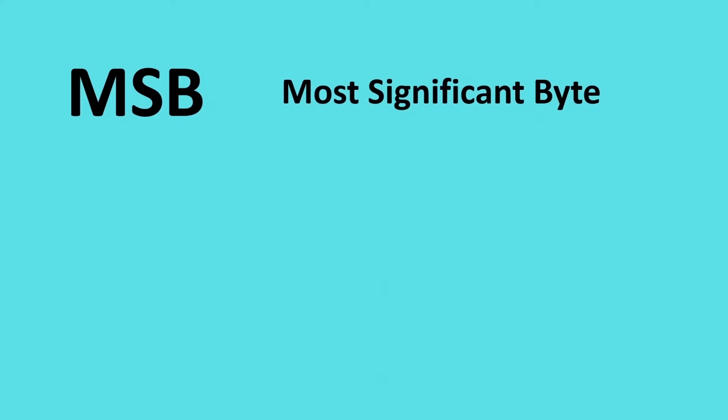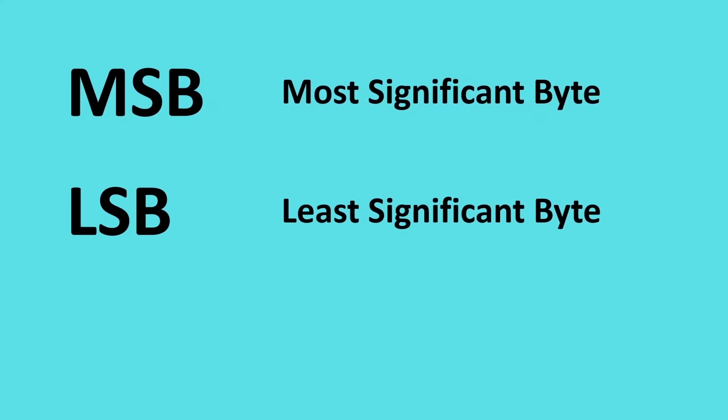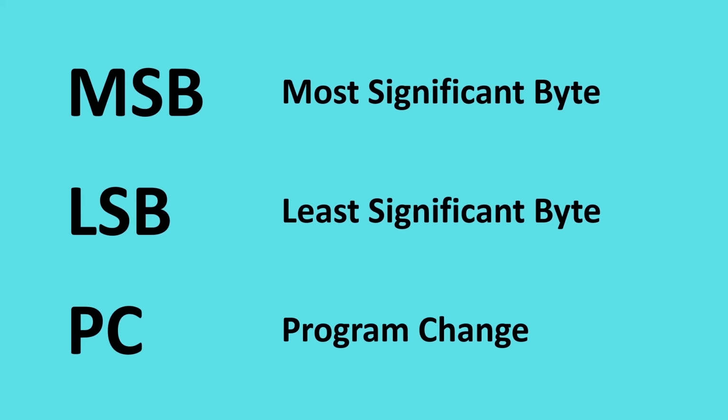Well, a MIDI program change is a message or series of messages that can be sent to a synthesizer telling it what preset to play. Some call these sounds, patches, performances or programs, but let's call them presets for now. A program change can be comprised of three messages: an MSB, or most significant byte, an LSB, or least significant byte, and a PC, or program change message. Each of these three messages can have a value from 0 to 127.